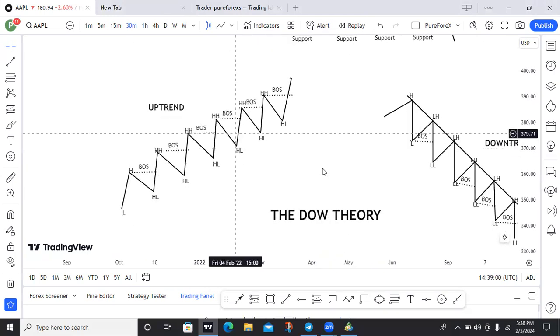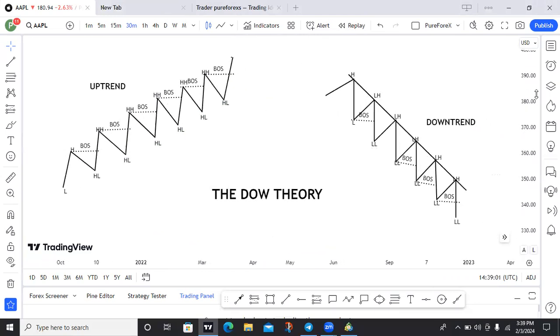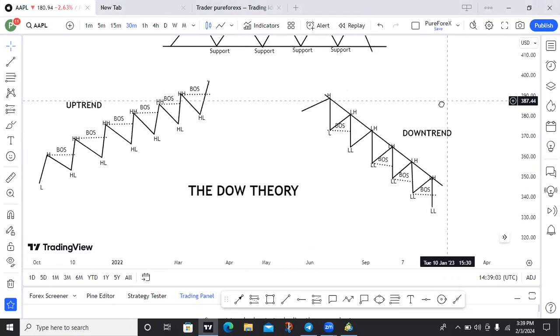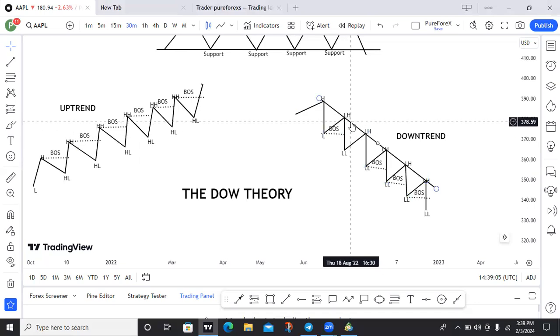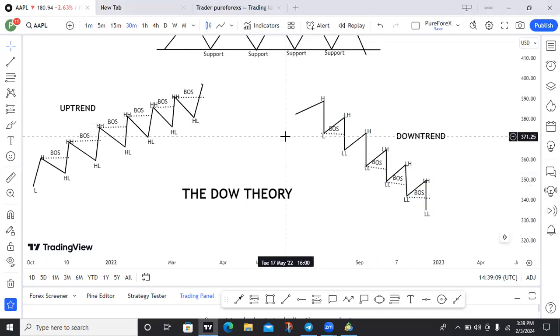So now we'll come back to uptrend. Let's talk about the downtrend. So this is a downtrend. Let me remove this one. So when a market is moving in a downtrend, remember, uptrend represents buyers, downtrend represents sellers.